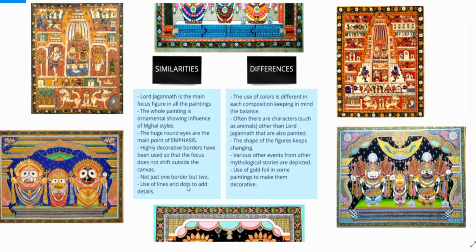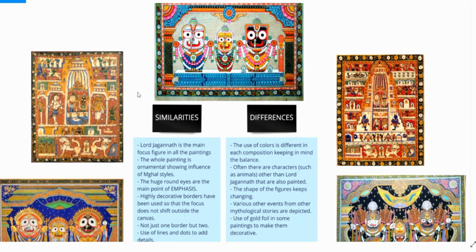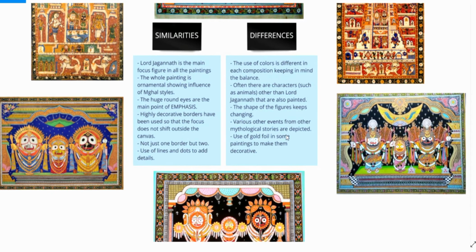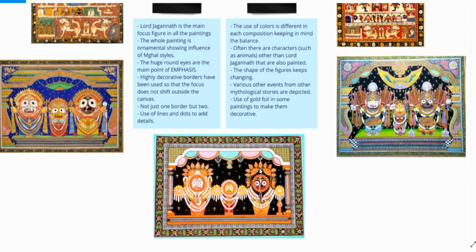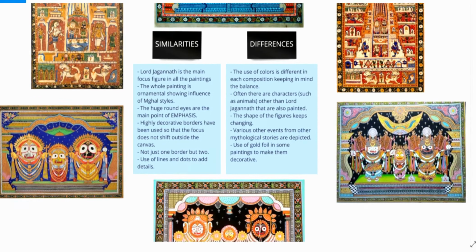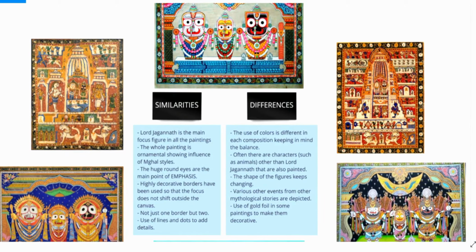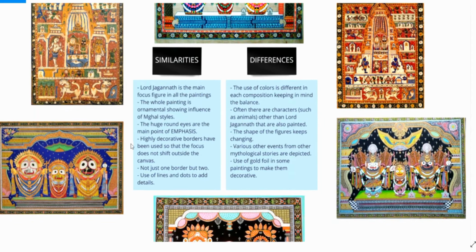Lines and dots have been used in all the paintings to add details. Now, coming to the differences, the use of color is different in each composition, keeping in mind the balance. Often, there are characters such as animals other than Lord Jagannath that are also painted. The shape of the figures keeps changing, like in this one, the face is circular. Here, it is more rectangular, and in this one, it is like a drop shape. And various other events or stories have also been depicted, and in some paintings we can also see that gold foil has been used to make them decorative.